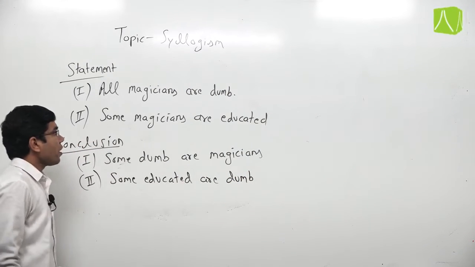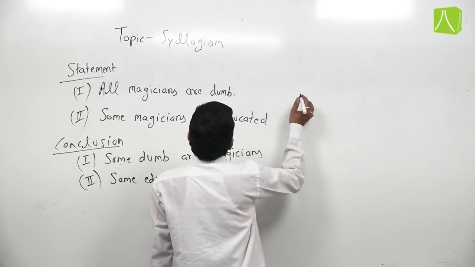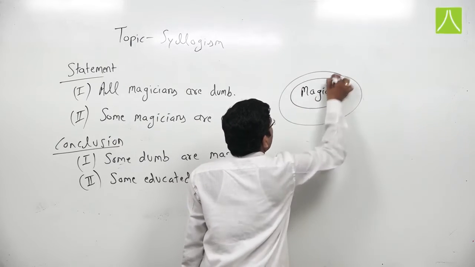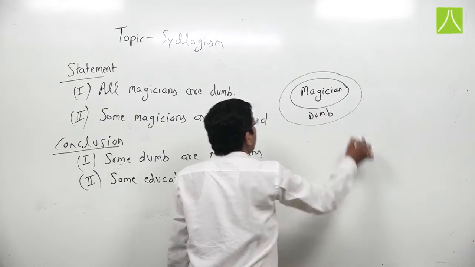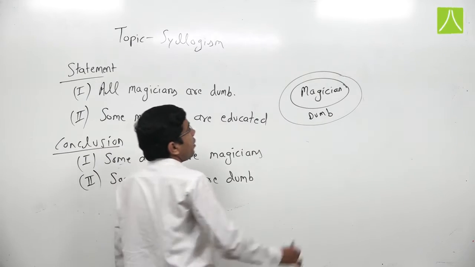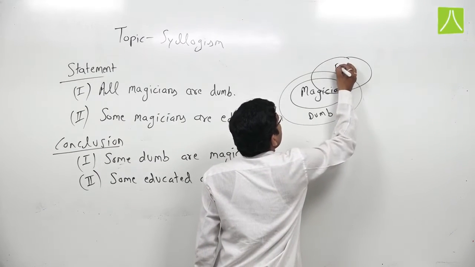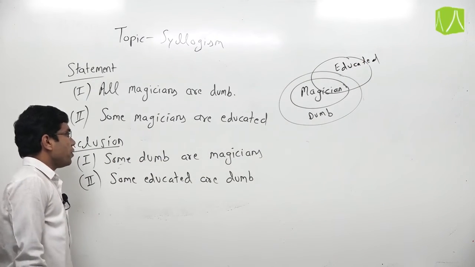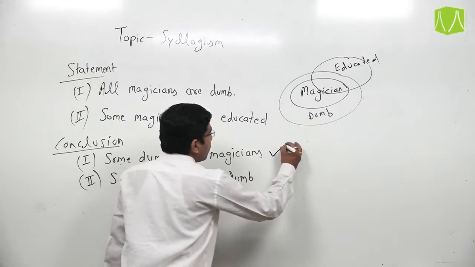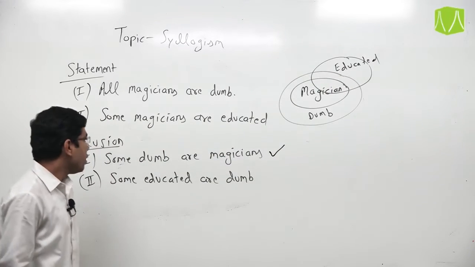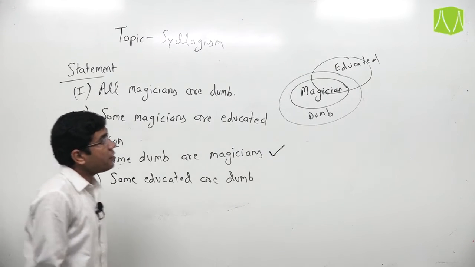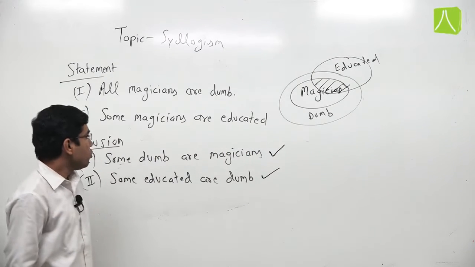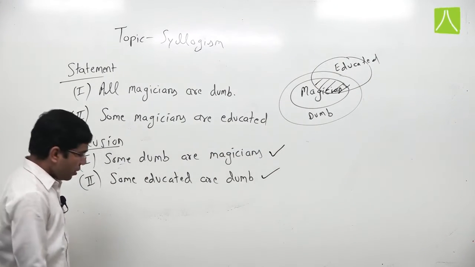Now first we have to draw the diagram. All magicians are dumb. Some magicians are educated. This is our diagram. Now first conclusion, some dumb are magicians. It is correct because this part is common. Some educated are dumb, because this part shows that some educated are dumb. So for this question our answer is both the conclusions are correct.